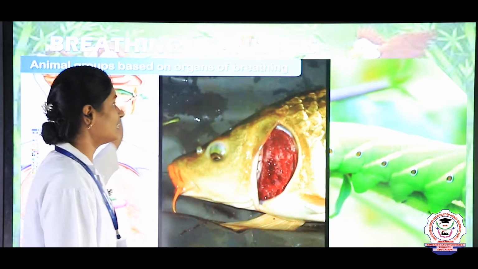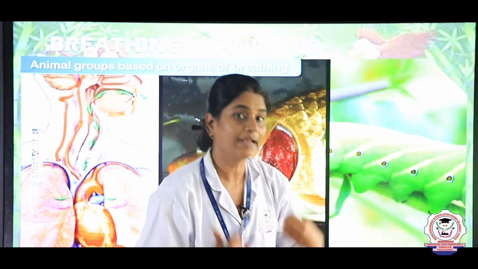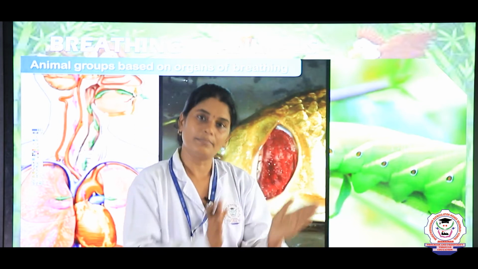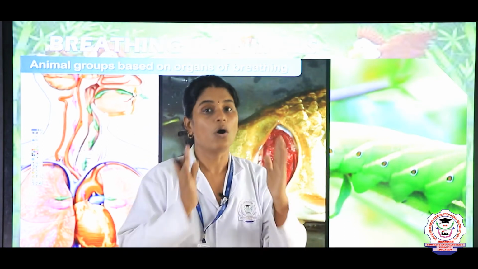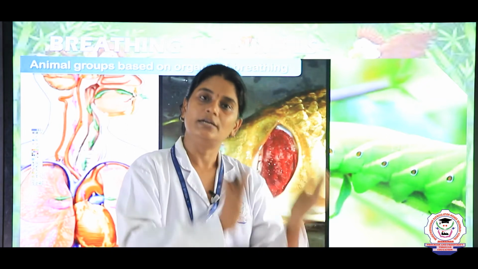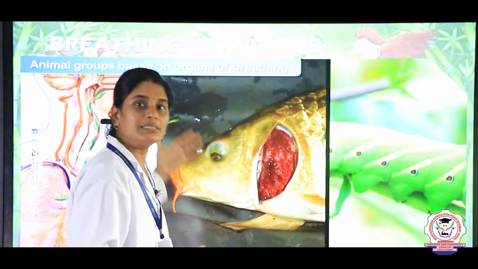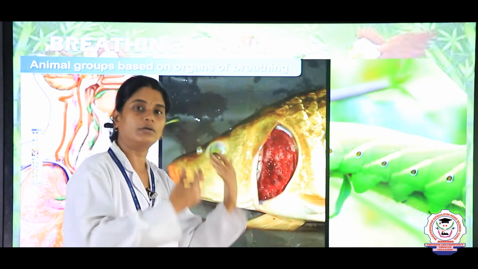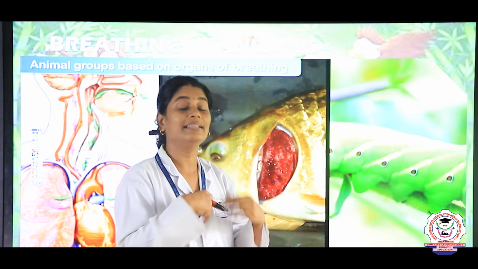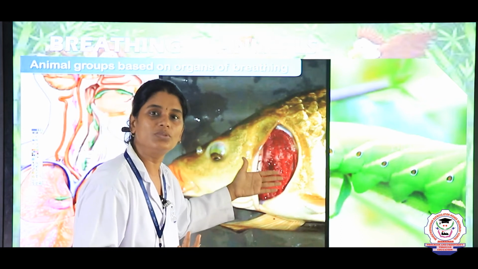Mostly all the animals take in the oxygen and give out the carbon dioxide. But we cannot say all the animals take in the oxygen in the same way, right. Some animals differ in their taking up of oxygen. For example, some mammals like human beings, dog and cat take in the oxygen through the nose and breathe through their lungs, right. And fish breathe with the help of gills.